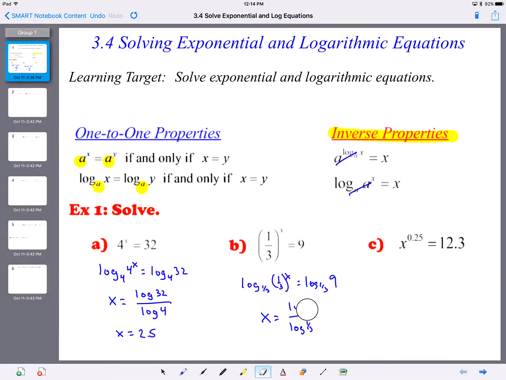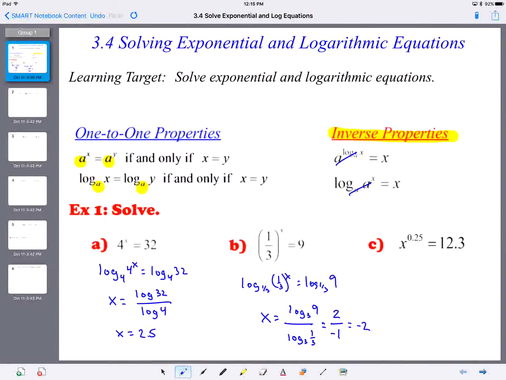So just to show you, why don't I go ahead and do that? Instead of using base 10 or base e on our calculator, I'm going to use base 3, because these both work out nicely. What's the exponent? 3 raised to what power gives you 9? 2. And 3 raised to what power gives you 1/3?